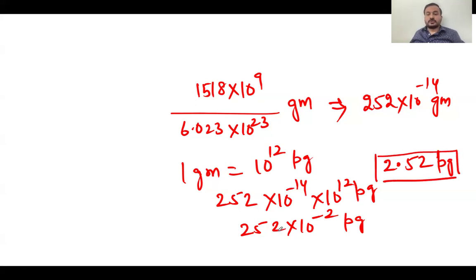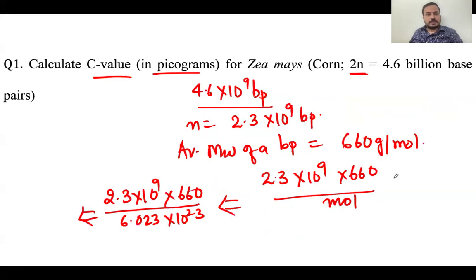You can either report 252 into 10 raised to power minus 2 picograms, or in a better representation, you can call it 2.52 picograms, which is the C value for Zea mays. The only thing you need to be very careful about is that we define C value as the haploid DNA content, and that's the reason I made this conversion at the initial point. Then you need to consider the average molecular weight of a base pair, 660 gram per mole. And the other thing you need to consider is that 1 mole is 6.023 into 10 raised to power 23, Avogadro's constant, so in 1 mole of DNA you have that many molecules of DNA.